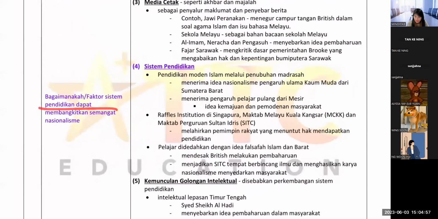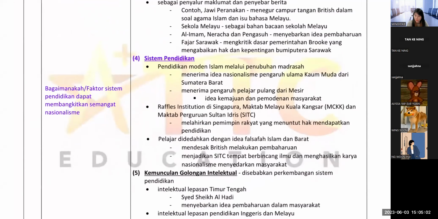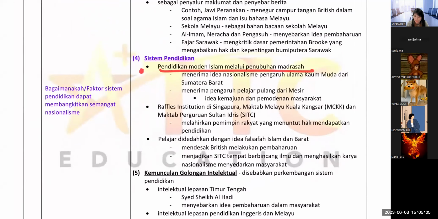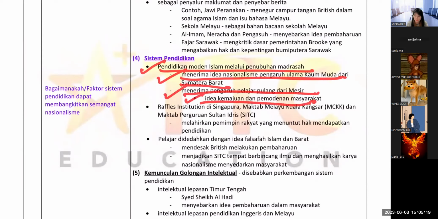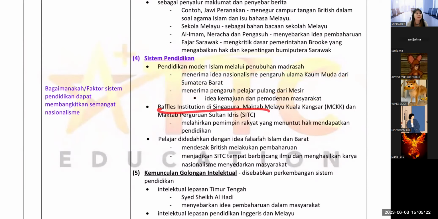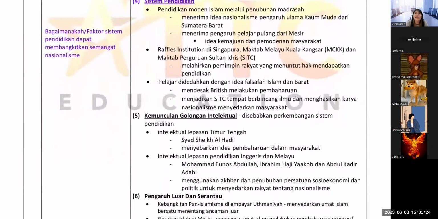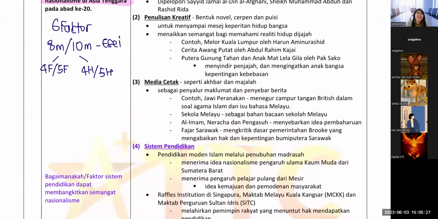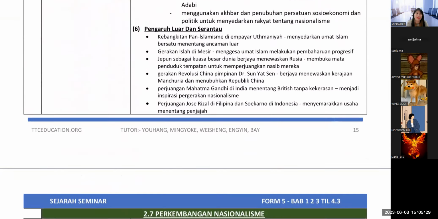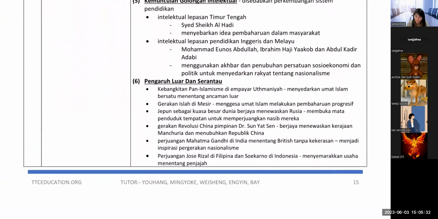Example, faktor sistem pendidikan dapat membangkitkan semangat nasionalisme. Then you need to know loh. According to pendidikan modern, it is through madrasah 1 mark. Menerima idea nasionalisme pengaruh ulama kaum muda dari Sumatera Barat 2 marks. Menerima pengaruh pelajar pulang dari Mersey 3 marks. Mendapat idea kemajuan pemodenan masyarakat 4 marks. Then another one like that. Oh my God, a lot left. So I give you quite a lot of answer, but you can just go through, for example, 4, 4, 4.